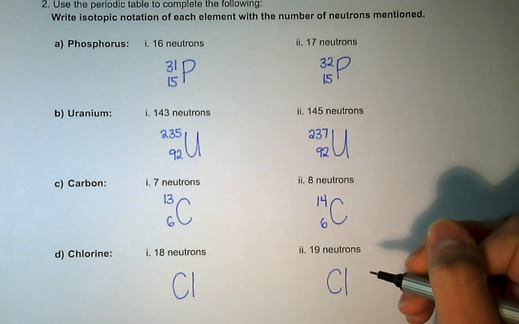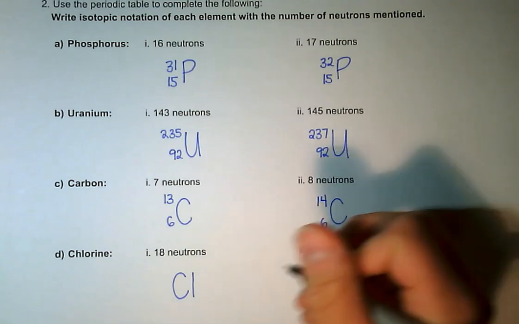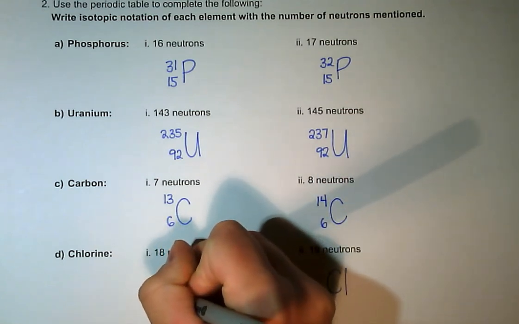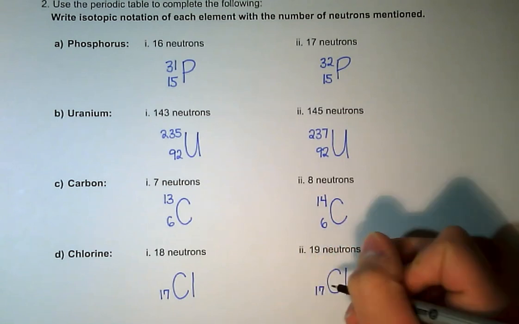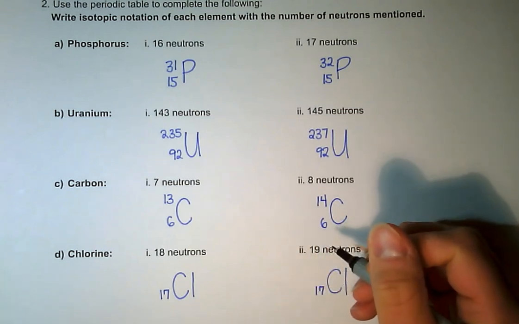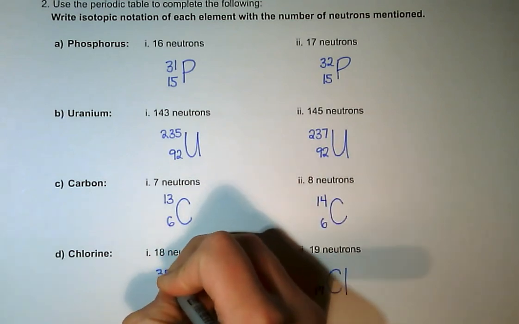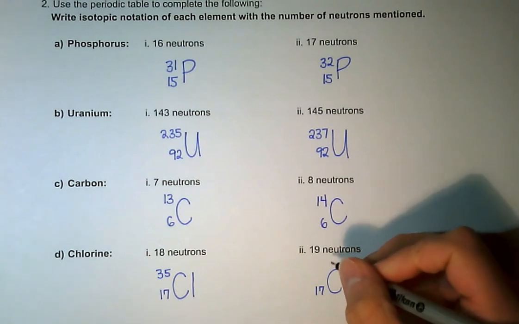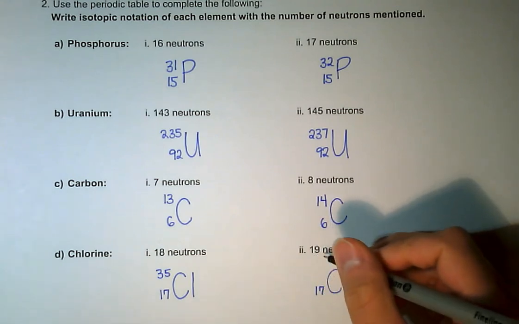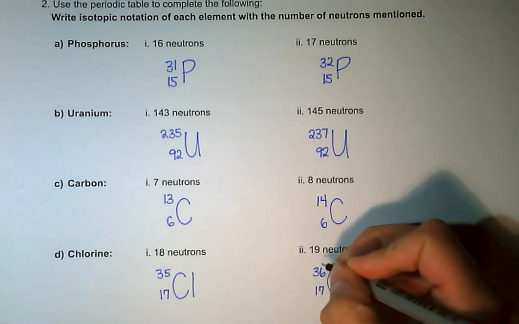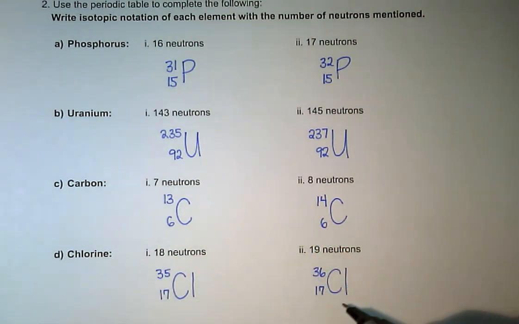And chlorine's atomic number is number 17. So that goes to the bottom. And then to figure out the mass number, we do 17 plus 18, which gives us 35, chlorine-35. And then 17 plus 19 gives us 36. We have chlorine-35 and chlorine-36.